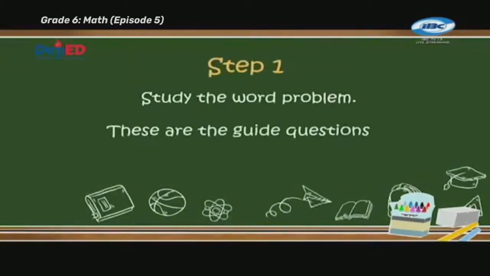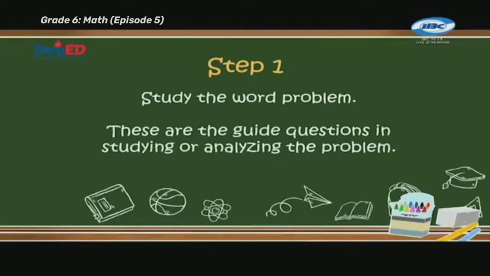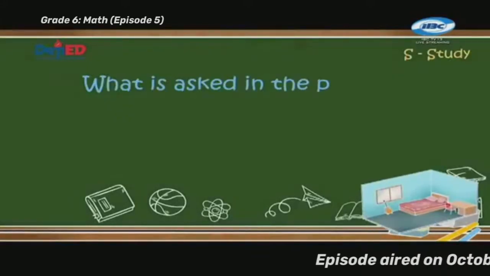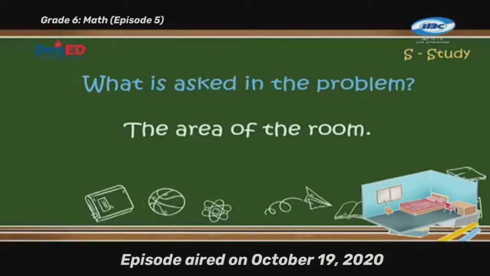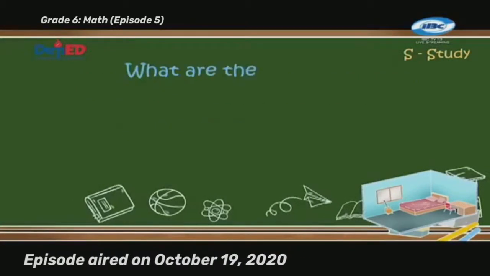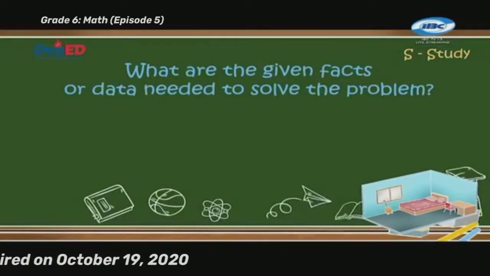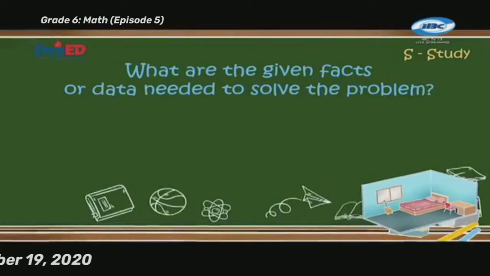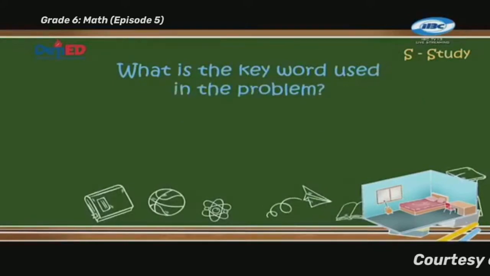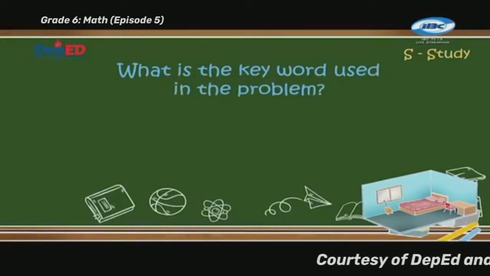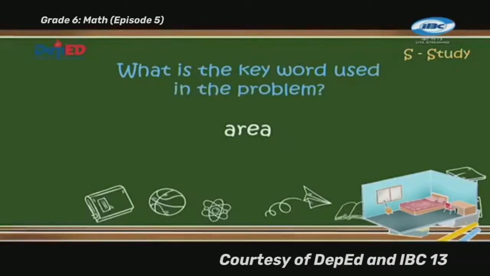Step 1. Study the word problem. These are the guide questions in studying or analyzing the problem. First, what is asked in the problem? Correct. The area of the room. Second, what are the given facts or data needed to solve the problem? You got it. 8 2/3 meters by 5 1/4 meters. Third, what is the keyword used in the problem? Wow, you are right. Area is the keyword.